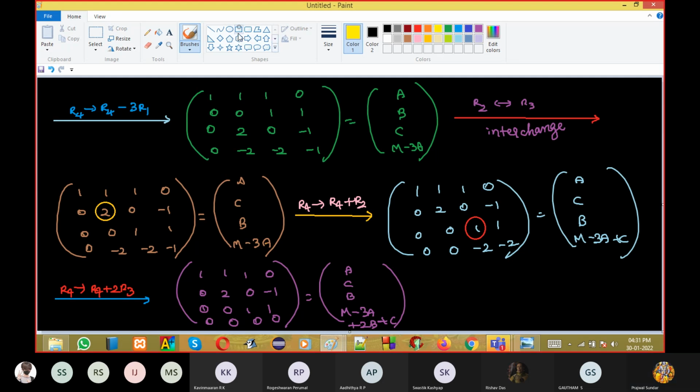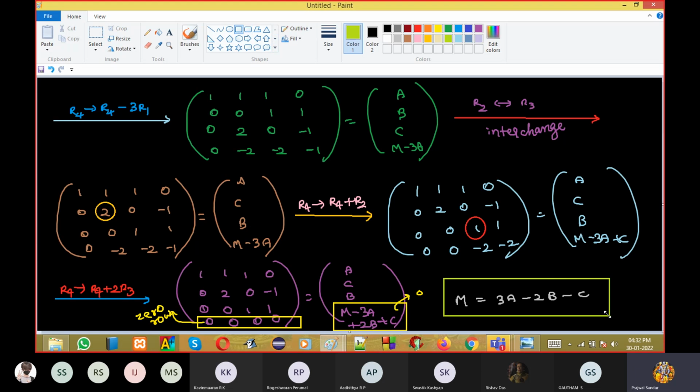I can say this is a 0 row, so this also should be 0. So I can write M as 3A minus 2B minus C. That's it. I have expressed the given matrix as a linear combination of the given 3 matrices. This is the method of reducing into row echelon form. Side by side you write the matrix, and side by side you get the relation also. And this rank is 3, meaning there are 3 linearly independent matrices.